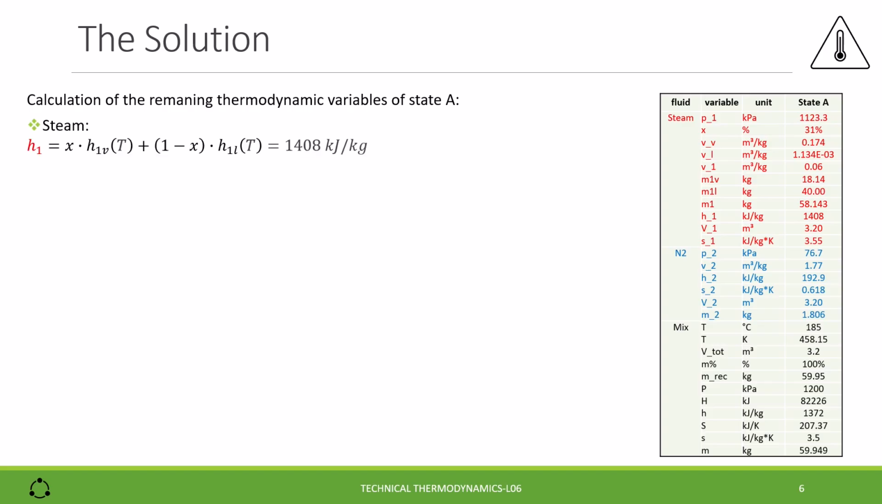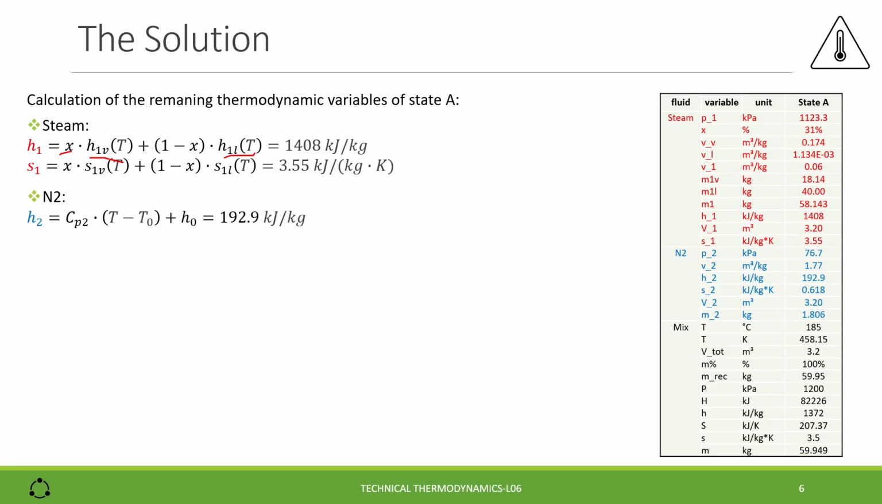For the steam, we calculate the specific enthalpy by means of this formula, where all the variables are known. In particular, the steam quality X is known, and the specific enthalpy of the vapor as well as the specific enthalpy of the liquid are only functions of the temperature. Similar formula for the specific entropy of the steam. For the nitrogen, we can calculate the specific enthalpy because it is only a function of the temperature, as well as the specific entropy, being a function of temperature and partial pressure of the nitrogen.